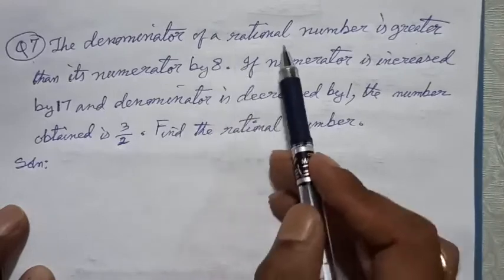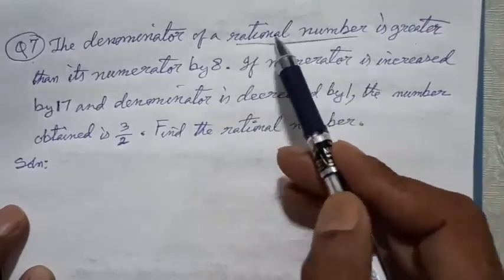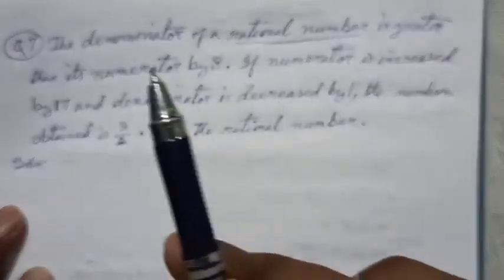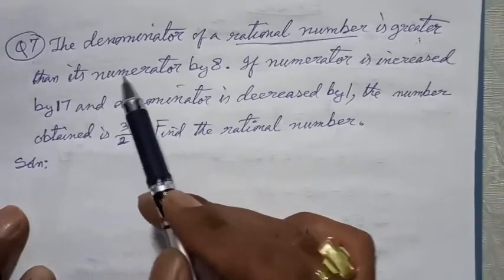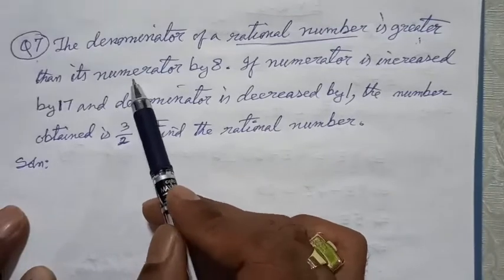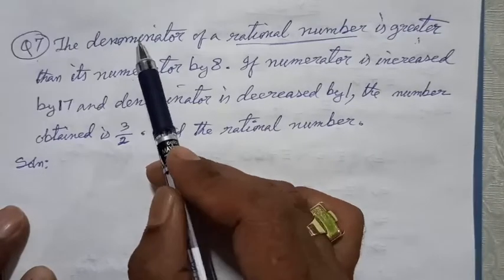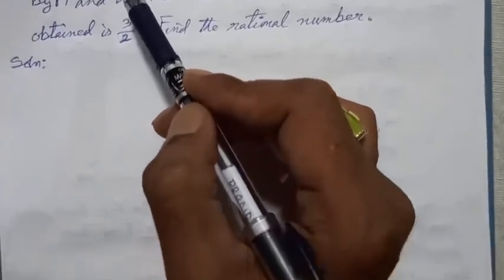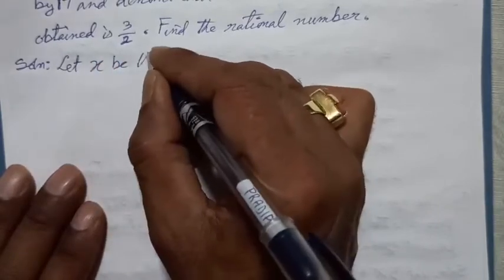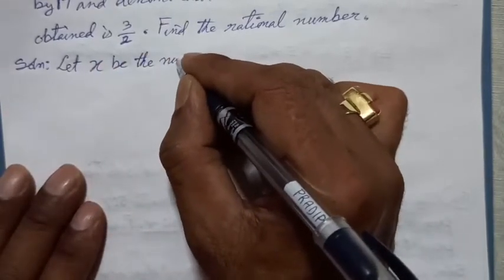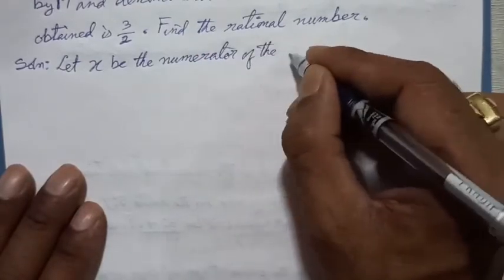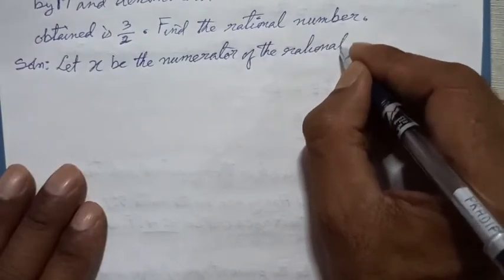The denominator of a rational number. Here the given number is rational number, and it is given the denominator is greater. That means the denominator of the rational number is greater than its numerator by 8. So we have to start from this. Here the smaller number is numerator and the bigger number is denominator. So smaller number we are going to take as x. Let x be the numerator of the rational number.